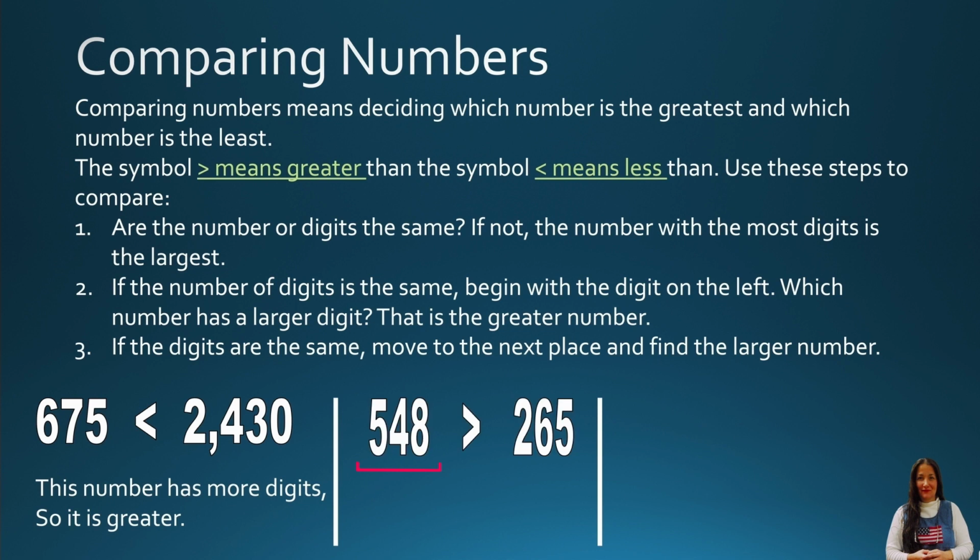On the left, we have numbers 5, 4, 8. On the right, we have numbers 2, 6, 5. We always have to compare, moving from left to right. If you look on the left-hand side, you see a 5. Then you go to the right number, you see a 2. 5 is greater than 2. So you know that the 548 is greater than the 265.